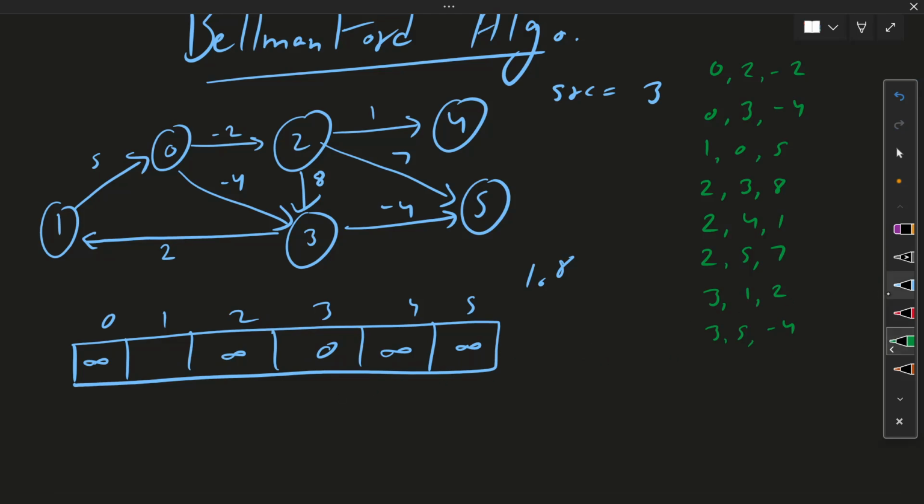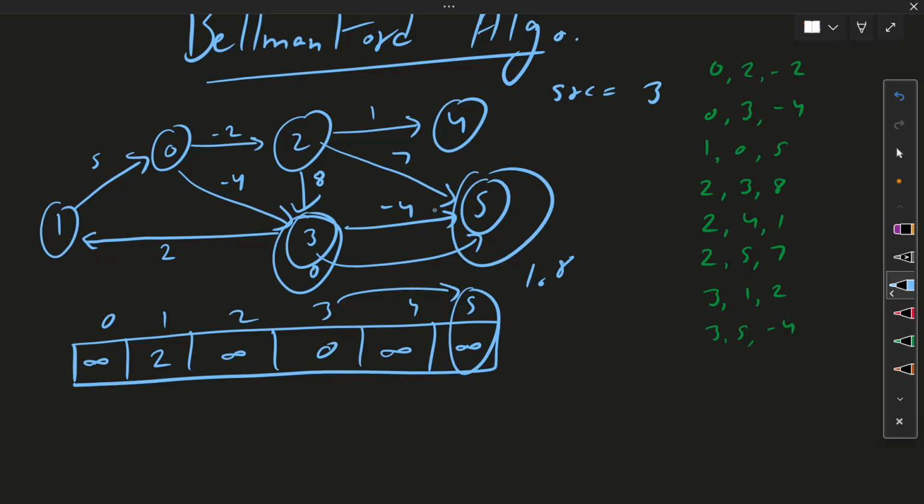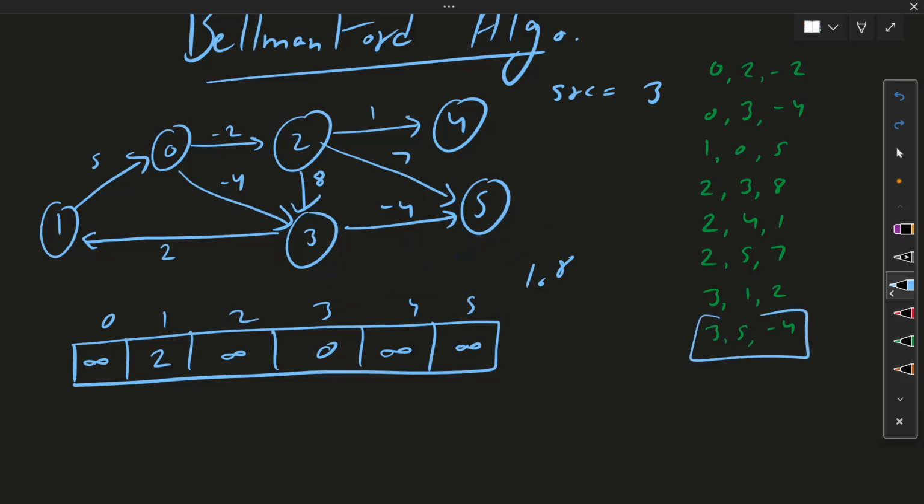We just fill 2. Then we have one more edge from 3. So from 3 to 5, what's the distance we have to carry? Starting from 3, we have 0, but to reach 5 we have to take minus 4. So the value stored in the edges list, from 3 to 5 we have to bear minus 4 cost. So we will just fill minus 4.